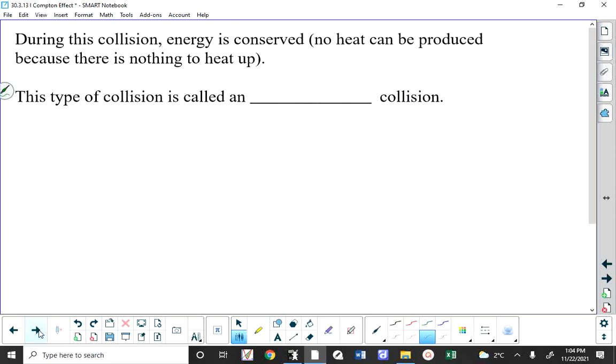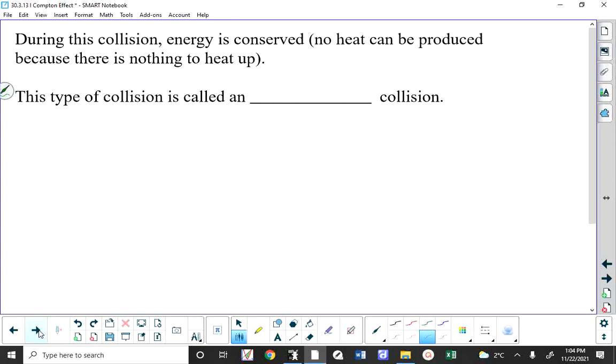During the collision, energy is conserved, but think about this. You have a photon going to hit an electron. Can we produce heat in that interaction? Well, no, because heat is random molecular motion. The only thing of substance is the electron. If I heat up an electron, all that happens is it just goes faster, and we call it kinetic energy. So what is this type of collision called where no heat is produced? Write down in that blank what the name of that type of collision is.